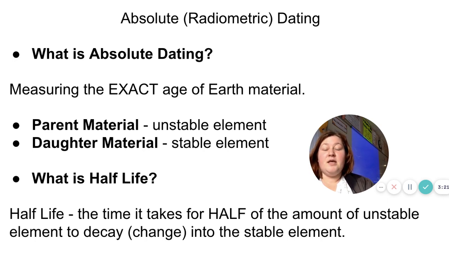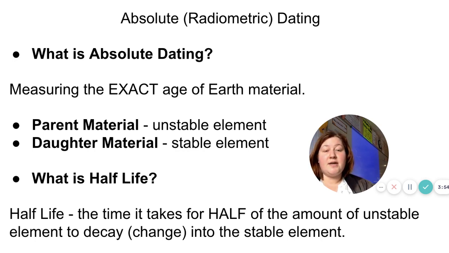Everything is made of atoms, and those atoms make up elements. These elements, we label them as either the parent material or the daughter material. The parent material is what is originally made in that rock or that fossil. Parent materials are unstable elements, though. That means that they will decay and break down. Daughter materials are the more stable elements.